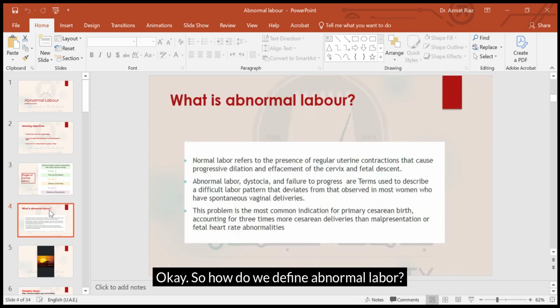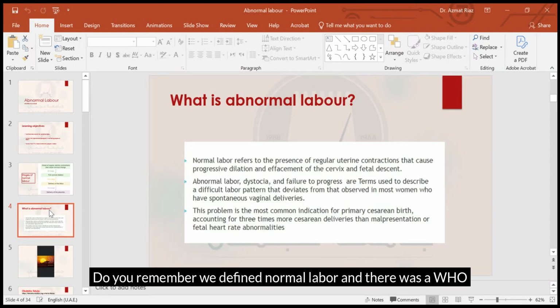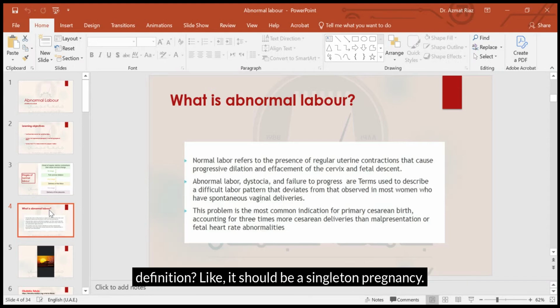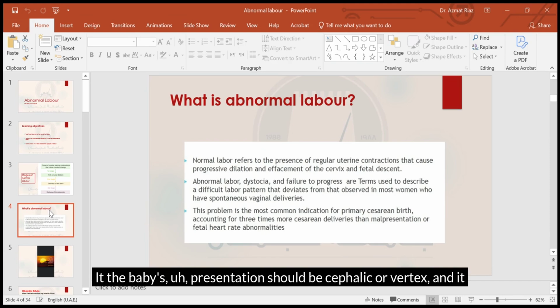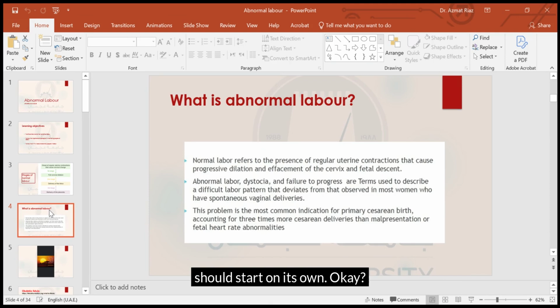Okay. So, how do we define abnormal labor? Do you remember we defined normal labor and there was a WHO definition: it should be a singleton pregnancy, it should not be twins, it should be at term, like 37 completed weeks. The baby's presentation should be cephalic or vertex and it should start on its own.